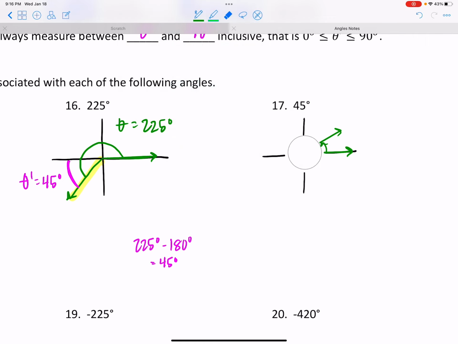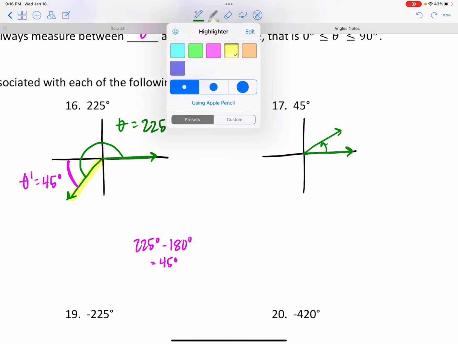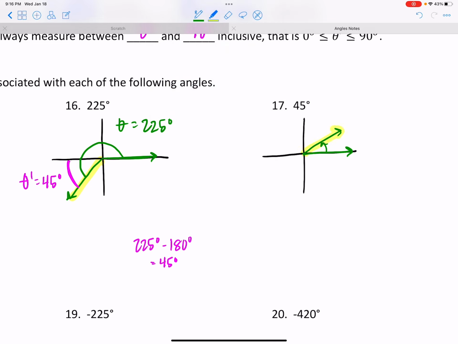So here's our terminal side. And if I want to go back to the x-axis, I can do that here. That would be an angle that gets that terminal side to the x-axis, but that's too big. I could go all the way around. Obviously, that's going to be too big. The quickest way back to the x-axis is the actual angle that we drew.